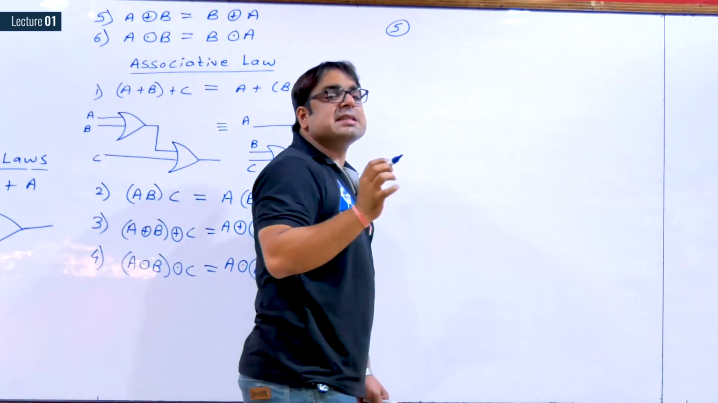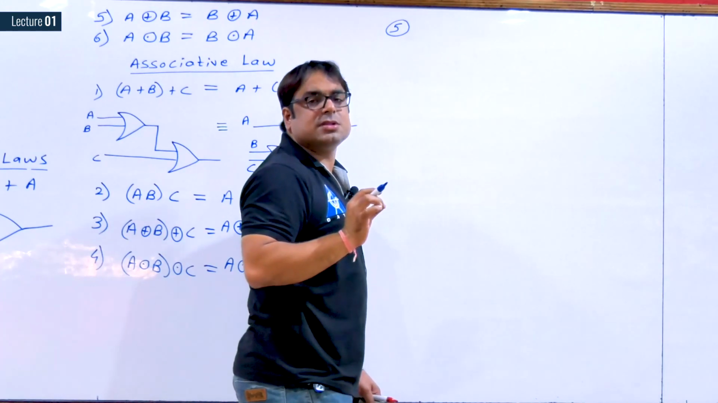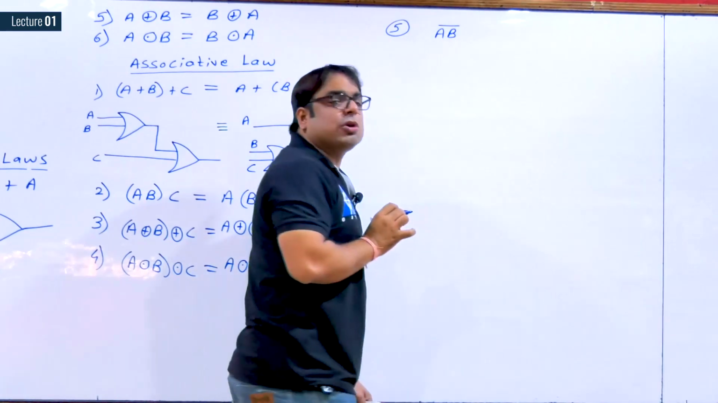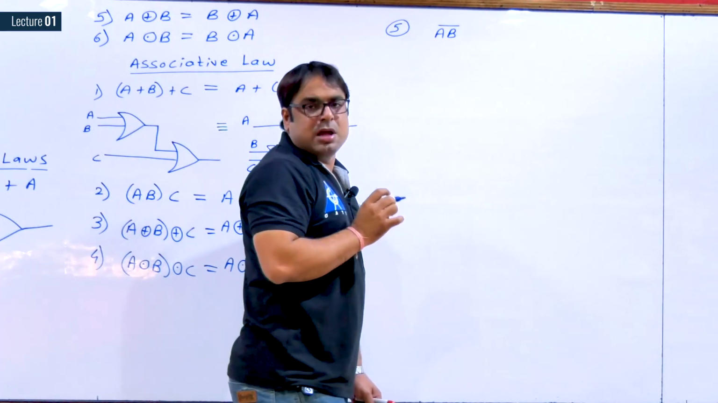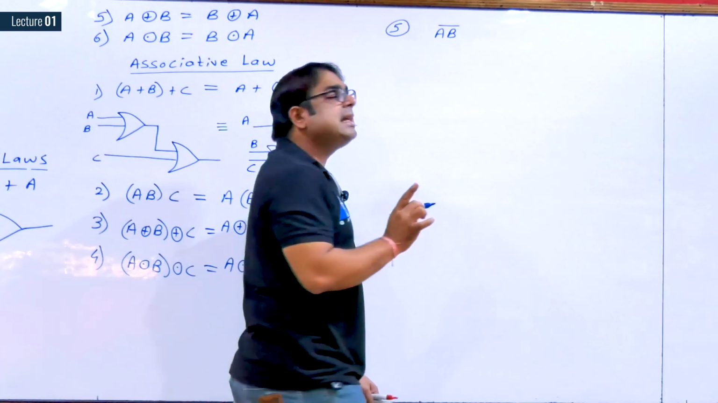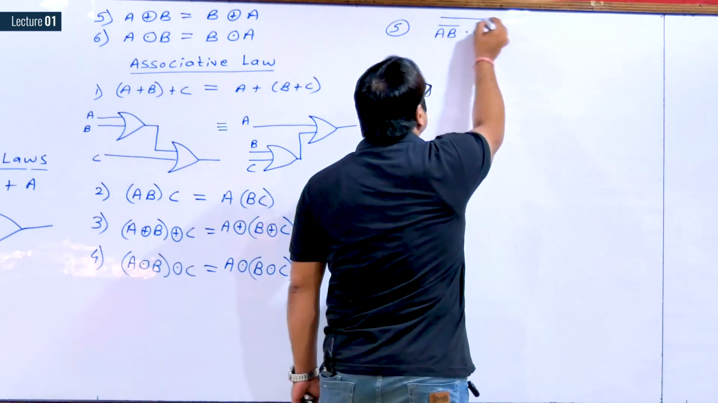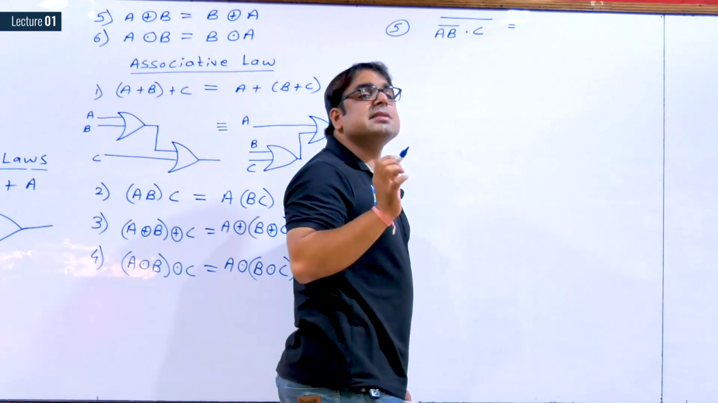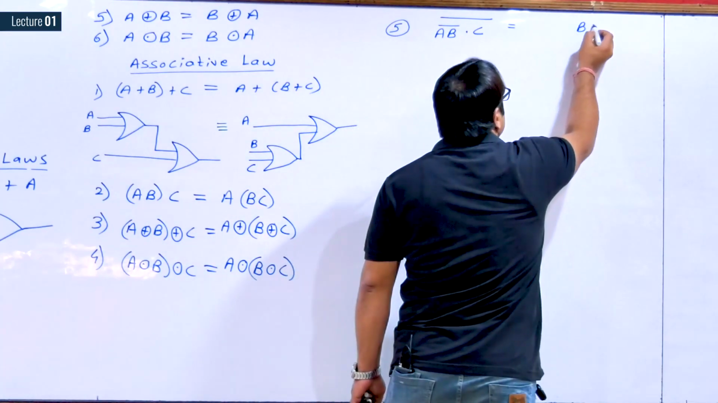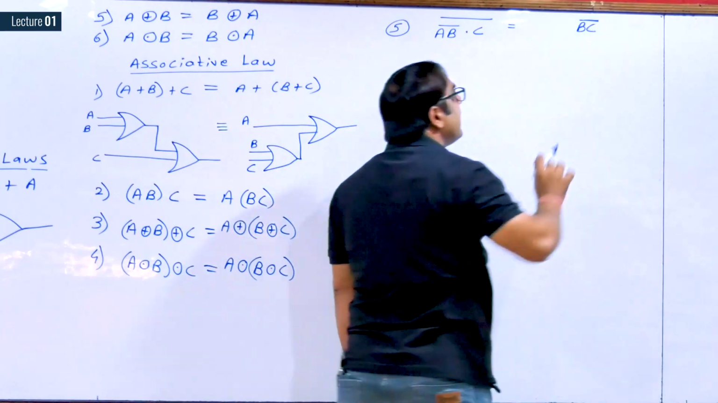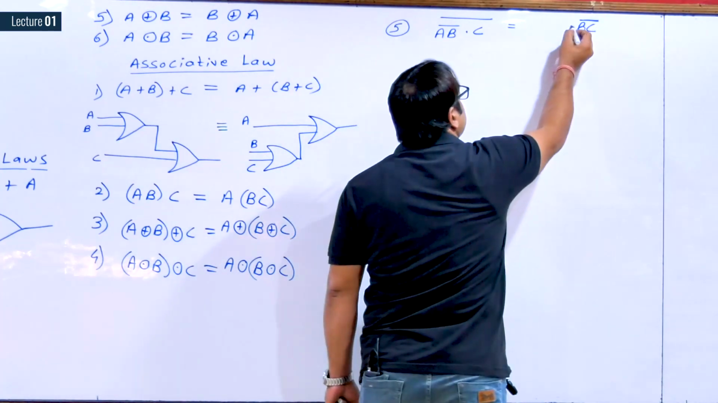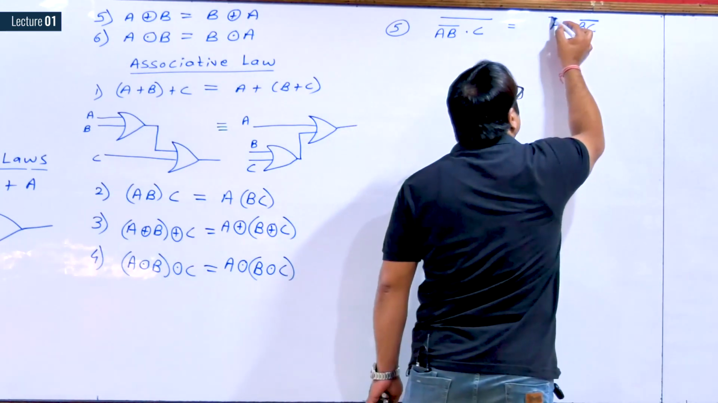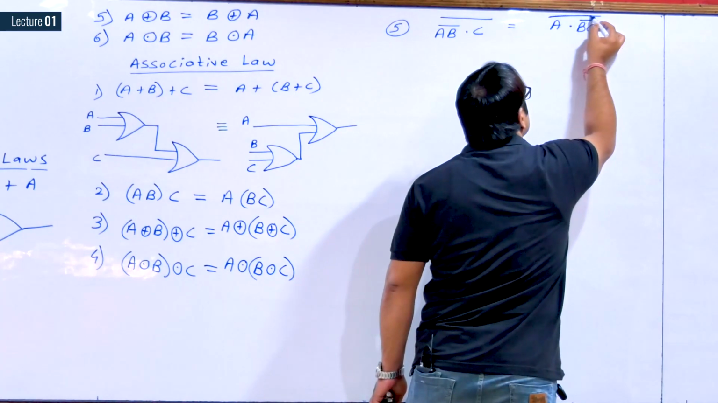see, what is associative law? Solve any two inputs first. Let's say I am solving A and B first. This is the output of A and B of a NAND gate. Now I have to solve this output with C. So I will write dot C whole complement. Now in the right hand side, I have to solve B and C first. And then output of B and C I have to solve with A.